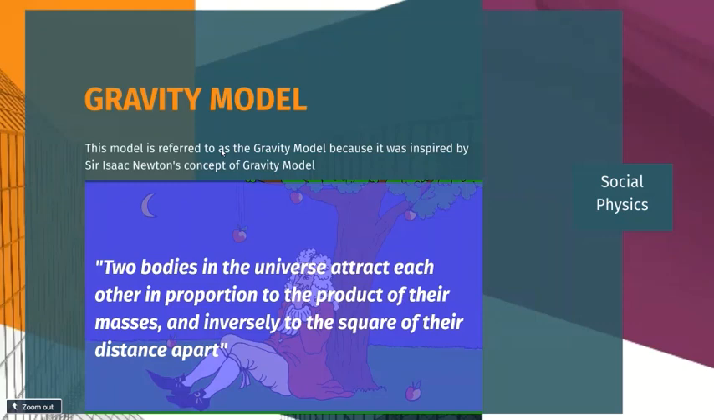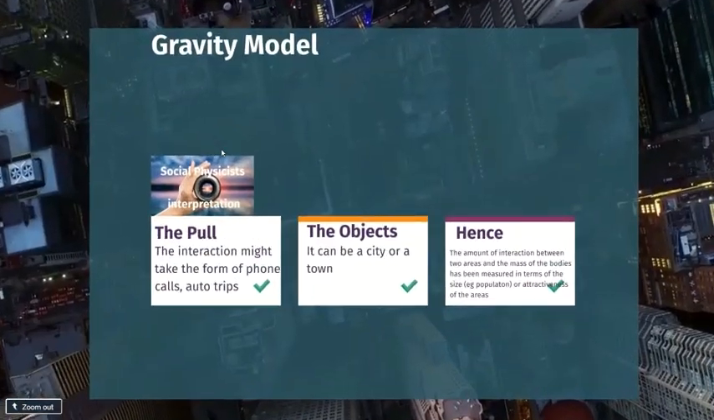And again, gravity is inversely related to distance. That means if the two bodies are farther apart, the pull will be weaker. So the longer the distance, the weaker the gravitational force.